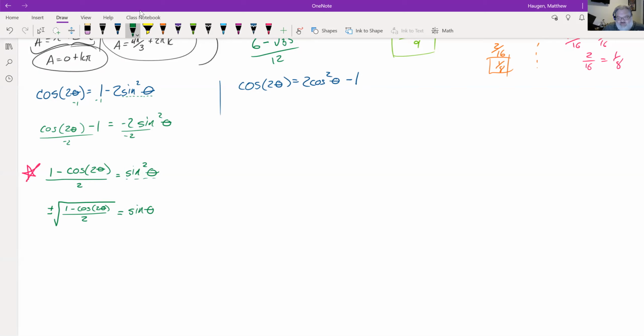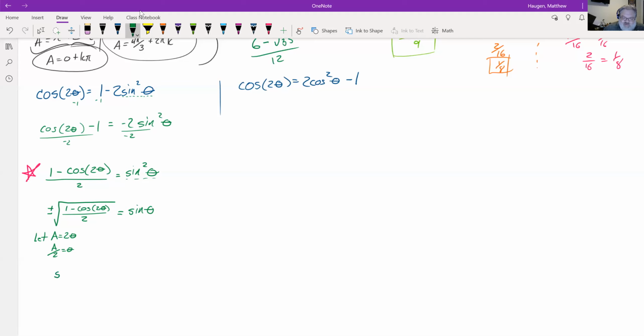Now, why is this helpful? It's helpful, like a lot of our other tools. It gives us a way to go from, well, this looks like it's a way to go from a 2 theta to a theta, a double angle to an angle. But with just a little change in notation, if we let, say, A equal 2 theta, then A over 2 equals theta, and we can turn this double angle formula that we started with into a half angle formula.